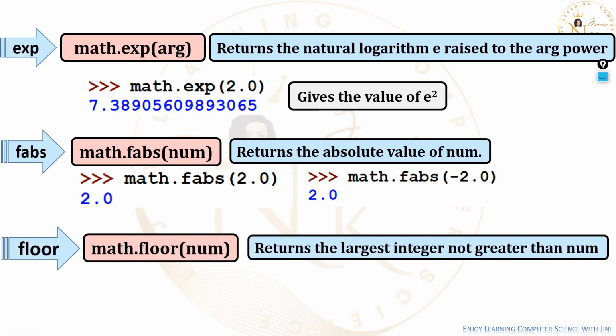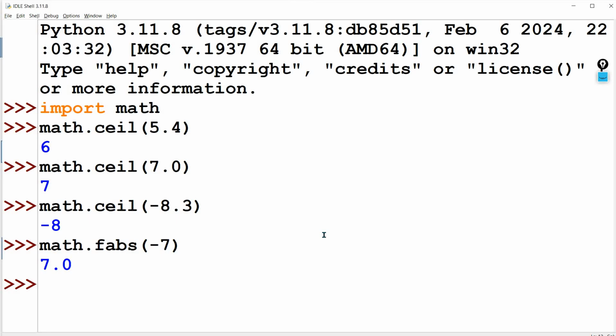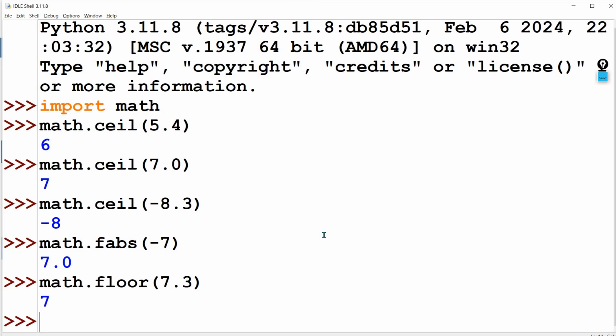Next one, floor. Floor will return the next lowest number. I'll explain. Math.floor of 7.3. Which is the next number which is less than 7.3? It is 7. So this is opposite of ceil. Ceil will give you the next highest number. Floor will give you the next lowest number.